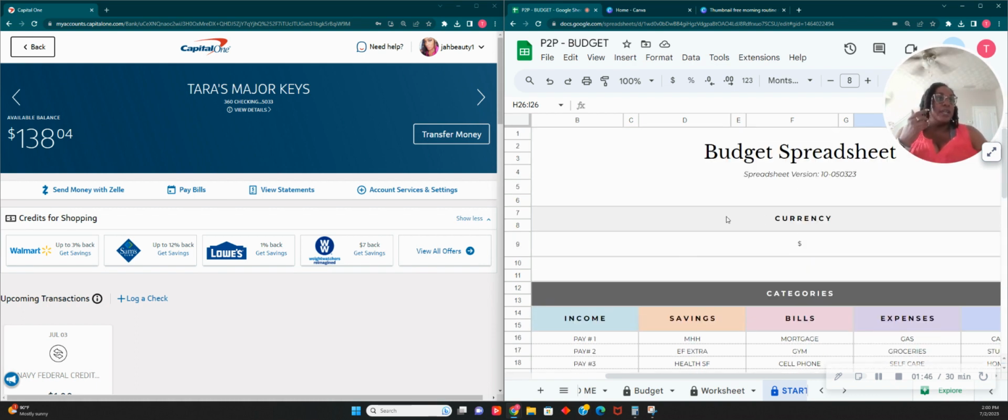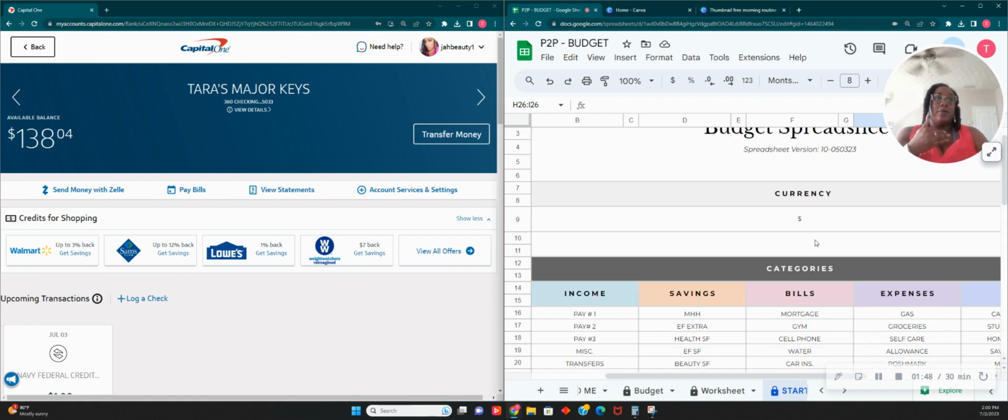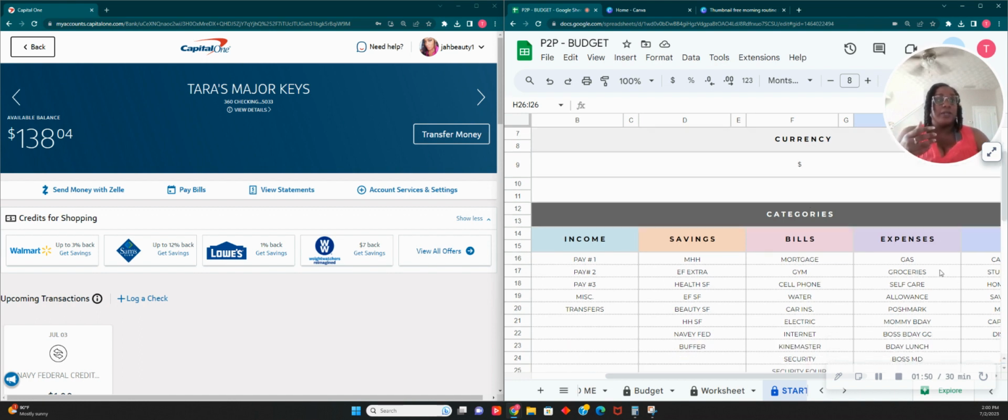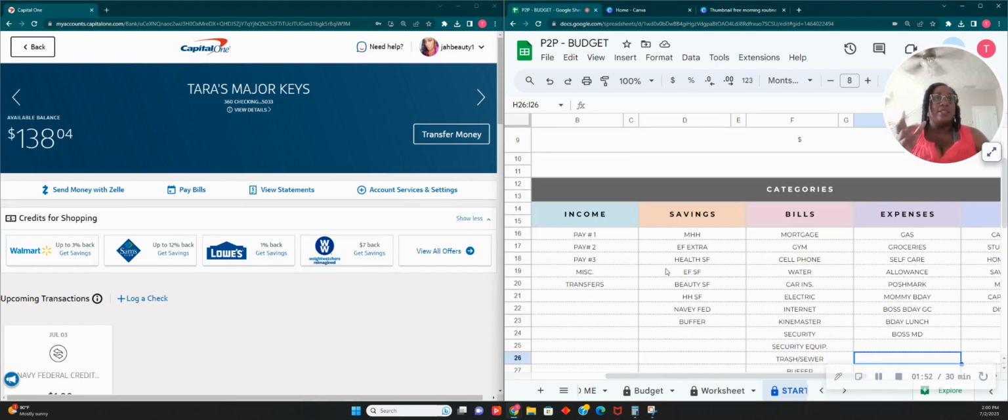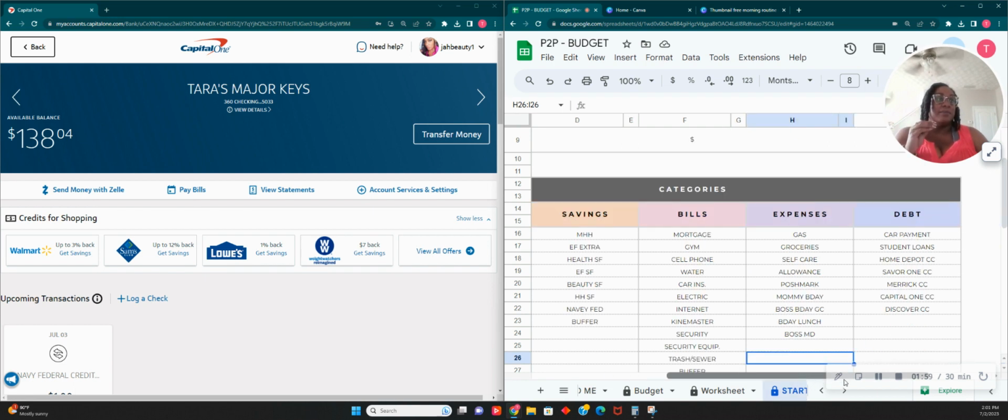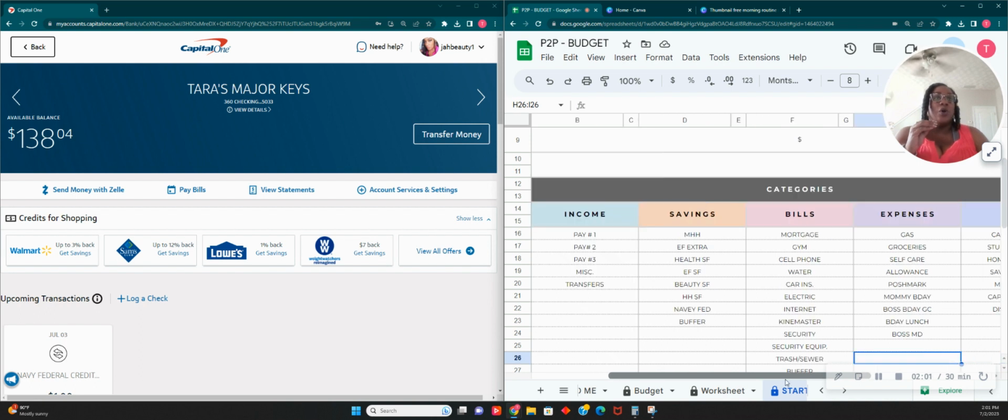On the start sheet, you can change the currency to whatever currency you are. I'm using US dollars, but you can change it to pounds or whatever. And then categories, you have income, savings, bills, expenses, and debt. So you go in and you fill out these categories. Like I wrote all these in on the start sheet. So pay 1, 2, 3.